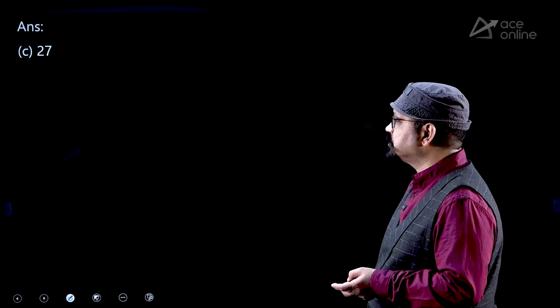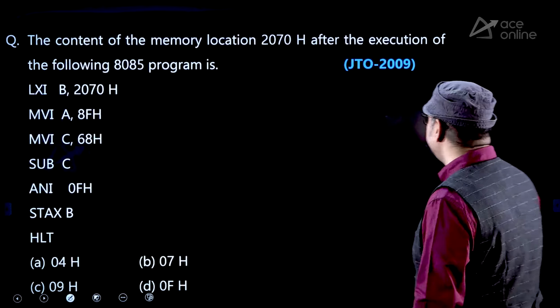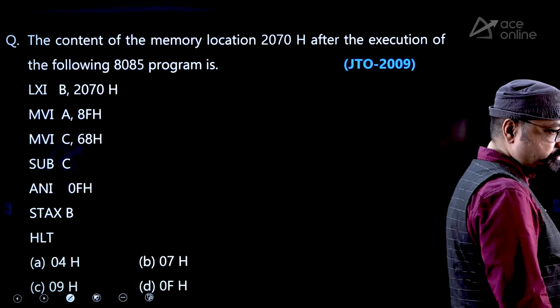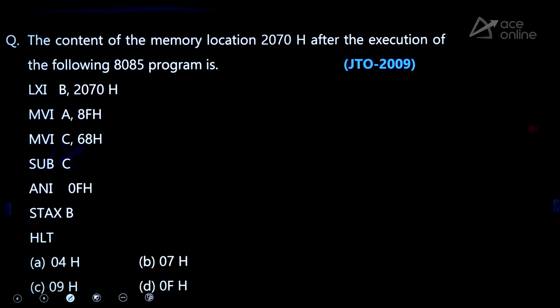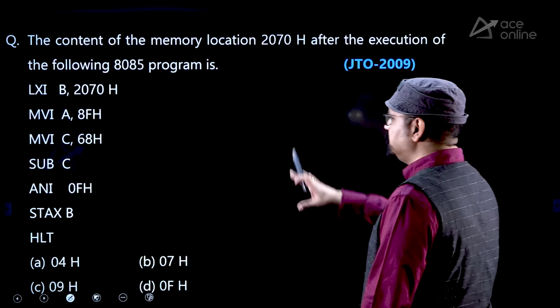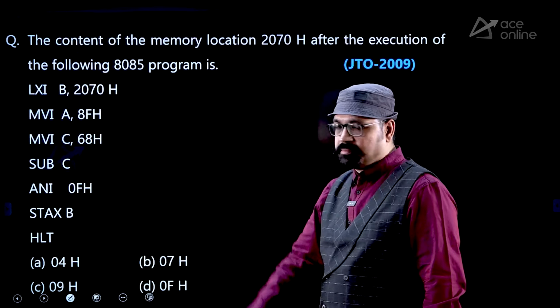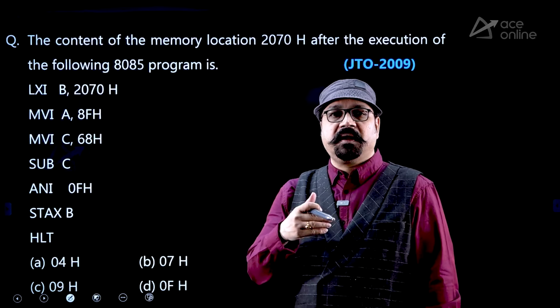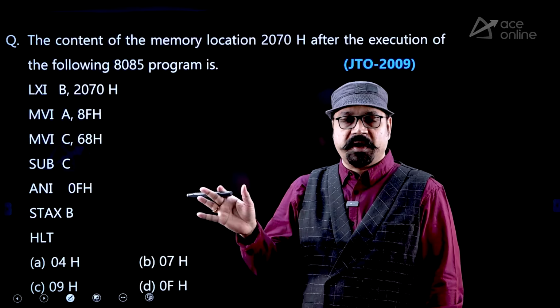Let's proceed with the next question. Please read, just read once. The content of the memory location 2070 hexa after the execution of the following 8085 program is... A program is given. Normally this is how objective questions are framed. You need not write a program. It is not like in college.